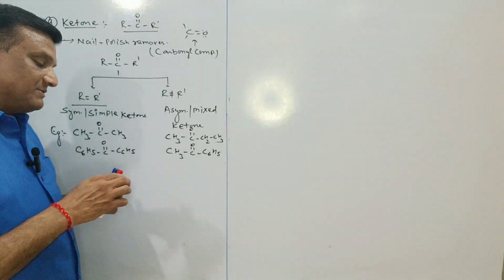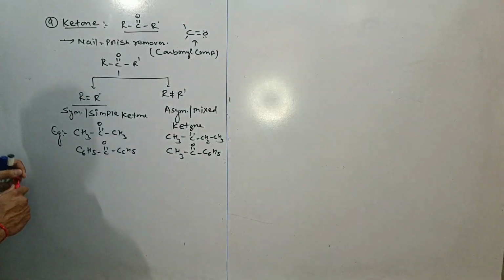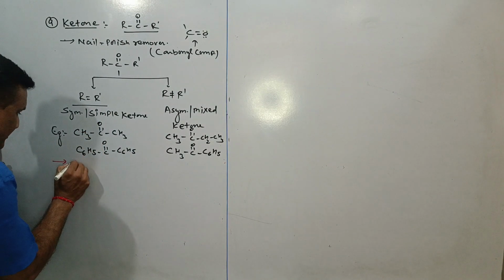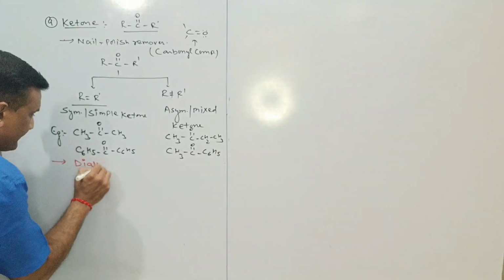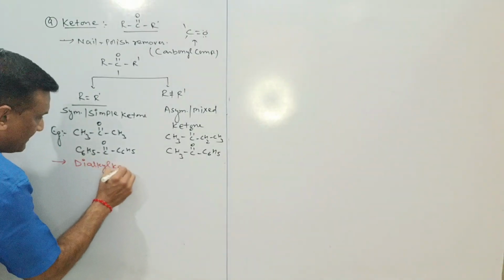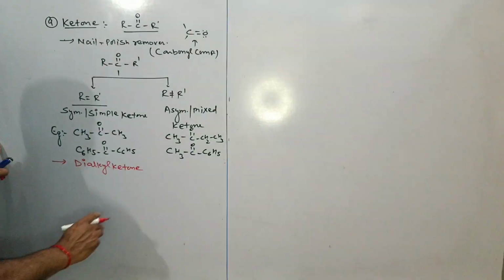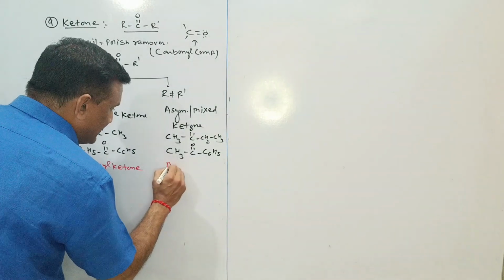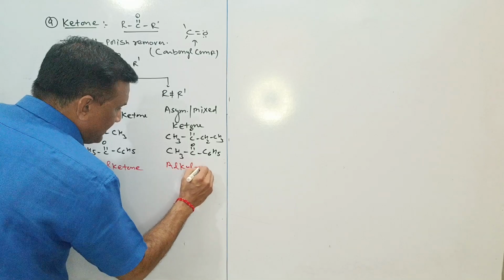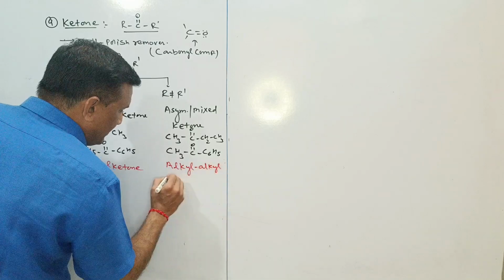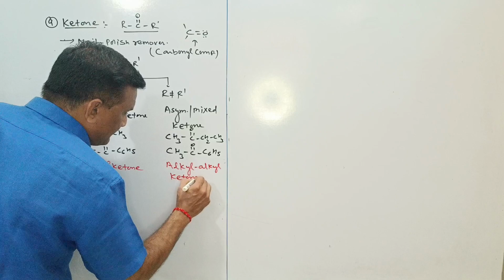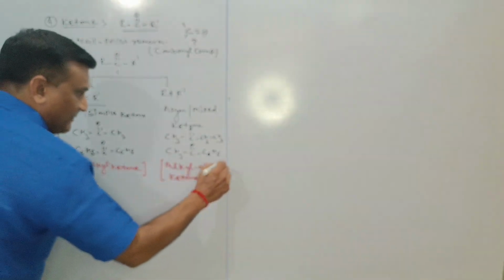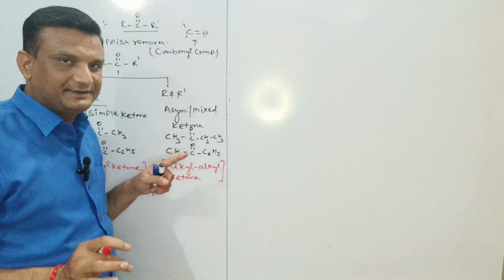Now the time to discuss the nomenclature. If I go with the symmetrical ketone, then these are known as dialkyl ketones. If we go with the asymmetrical ketone, then these are named with the alkyl groups alphabetically, followed by ketone. So these are the nomenclature rules of ketones. Now the time to discuss the practice.